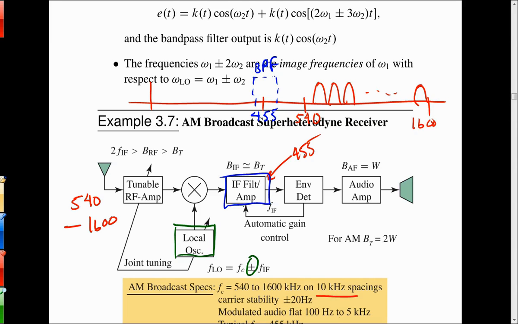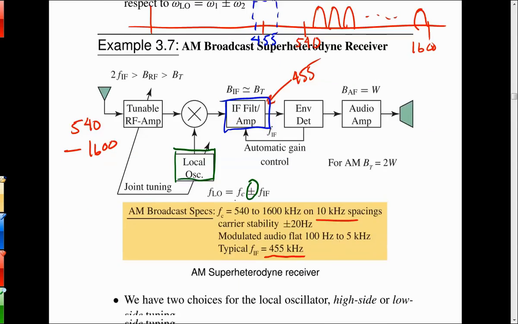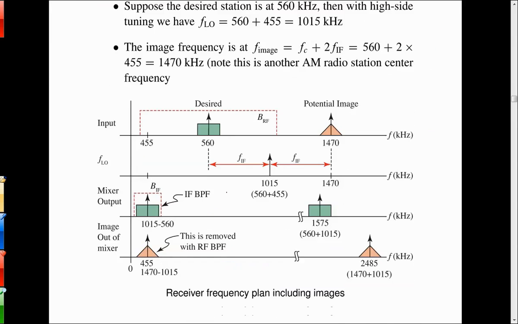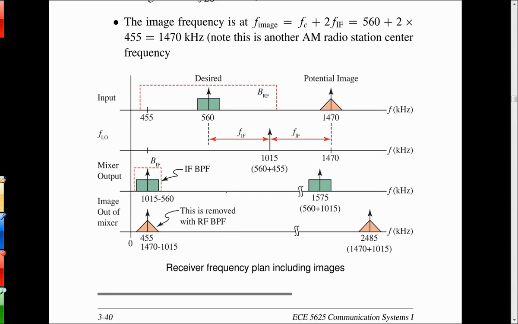If I was going to go with the high side tuning, which is what I did in the example here, I've got the picture where my desired signal is at 560, so I set my local oscillator at 1015, and that is exactly 455 above 560. So it produces the difference you see right there at 455, 1015 minus 560. And the image in that case is another IF above my local oscillator, so it's at 1470.